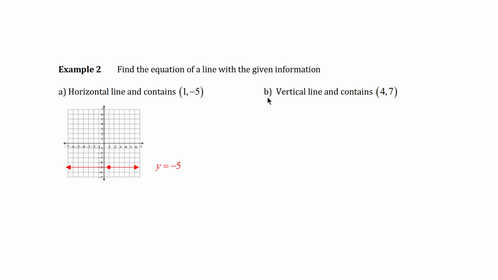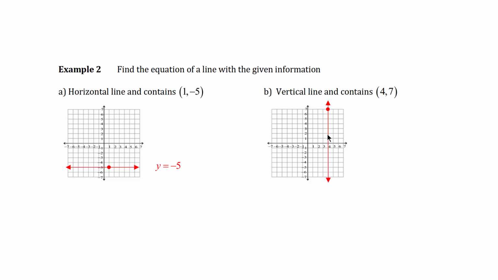Moving on to part B, we need to find the equation of a vertical line that contains the point 4, 7. So again, if you know the equation for a vertical line, this problem is pretty easy to do. However, if you forget, just graph the vertical line going through the point. So here I have a vertical line going through the point 4, 7.